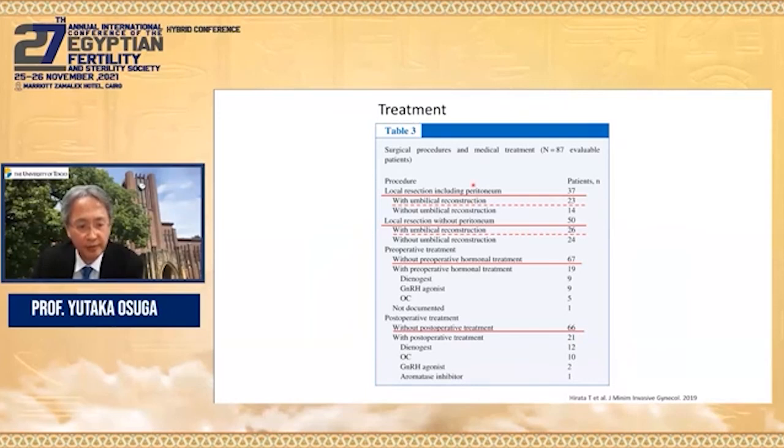So as for treatment, the majority of the cases were treated by surgery. When looking at procedures in detail, out of 87 patients, local resection, including the peritoneum, was in 37%, whereas local resection without peritoneum was in 50%, 50 patients, sorry. In each group, more than a half was treated with umbilical reconstruction. The majority of the patients were without hormonal treatment preoperatively as well as postoperatively.